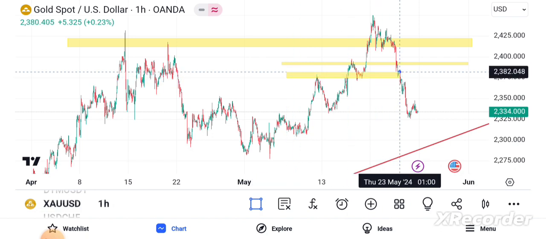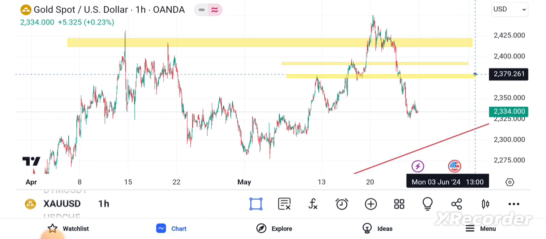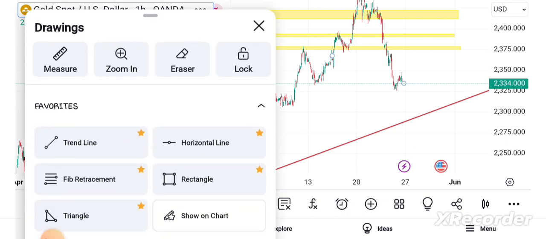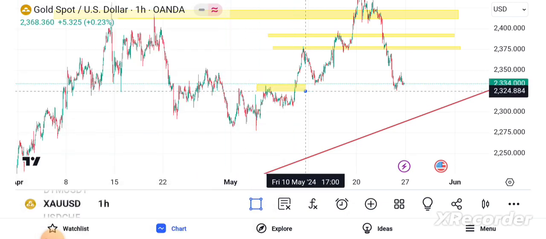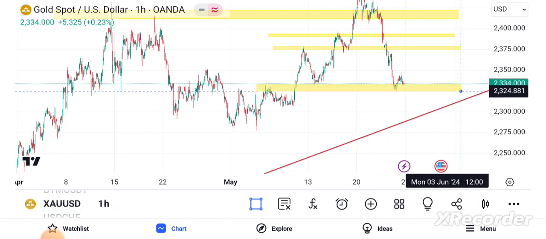I have my zone here. I have my zone here. Then I have this zone here. I have this zone here.